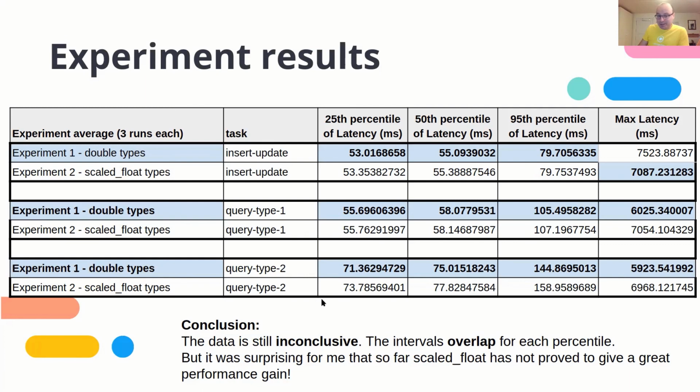So what we can conclude here is that the data is still inconclusive because the intervals are overlapping for each percentile. So it's not very clear cut. What was surprising for me is that I really was expecting a big difference by changing from double to scaled floats, and the data is not showing that to me. If you want to conclude, you really have to run more experiments, and then you will get enough data to see the difference here, if there is any.